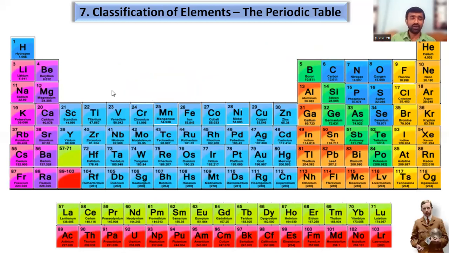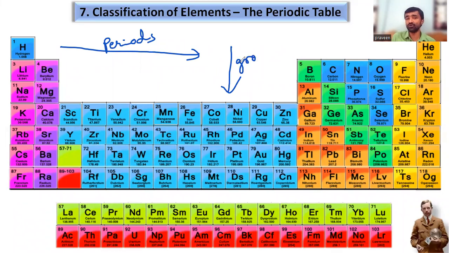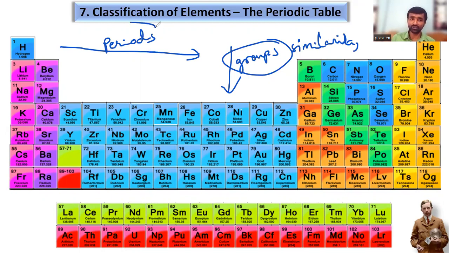Then look, I classified these available elements into this arrangement. So I am able to see these in two ways, horizontally and vertically. These horizontal rows I am calling periods. Then the vertical columns I am calling groups. In the groups, you are going to observe similarity. What similarity? In their electronic configuration, but there is no similarity in the periods, right?